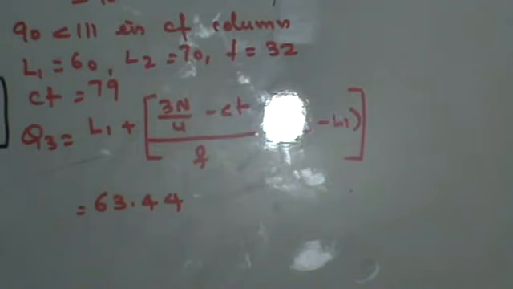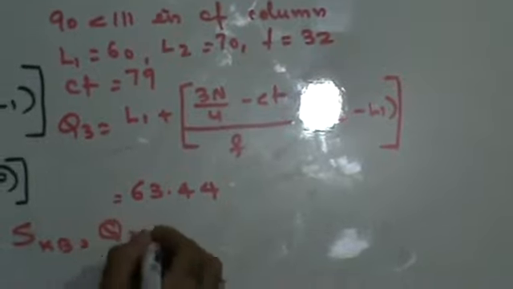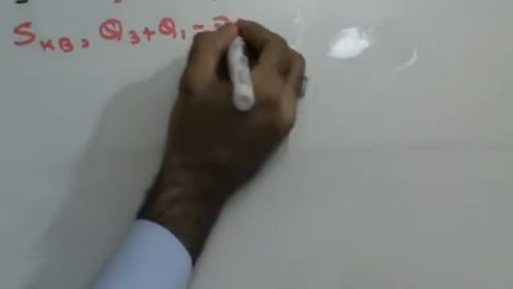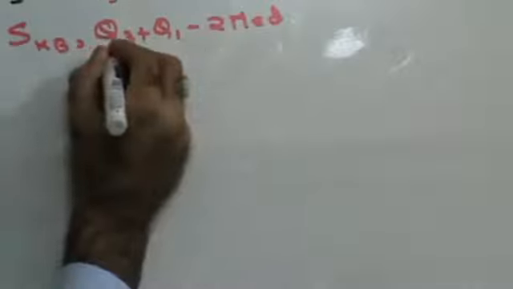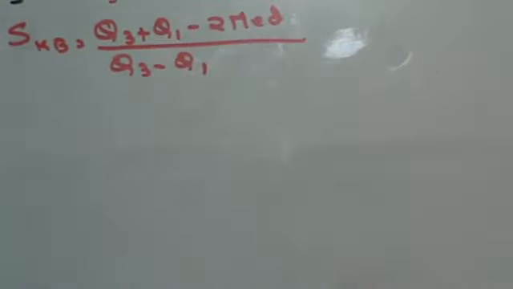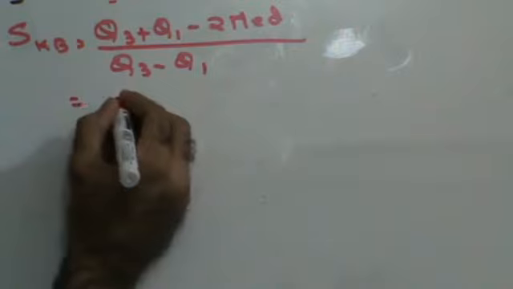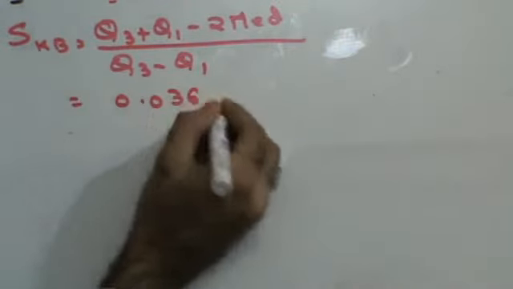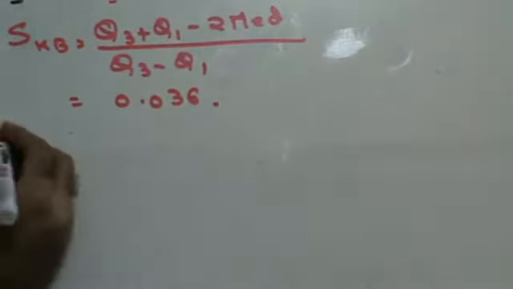Once you have this, Bowley's coefficient is nothing but Q3 plus Q1 minus twice median upon Q3 minus Q1. We've already found the values of Q1, Q3 and median. When I substitute this, I should get the answer as 0.036. Next, let's see the next sum please.